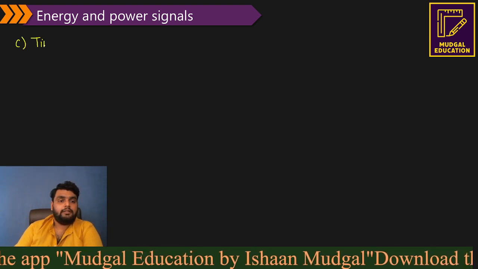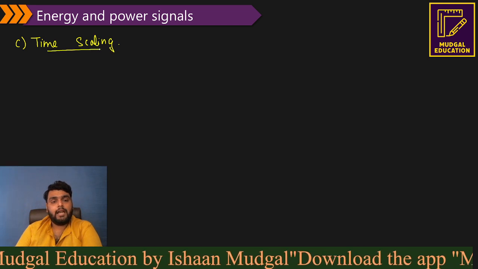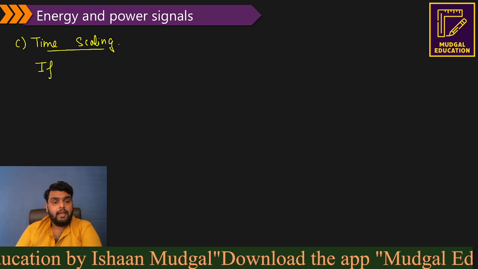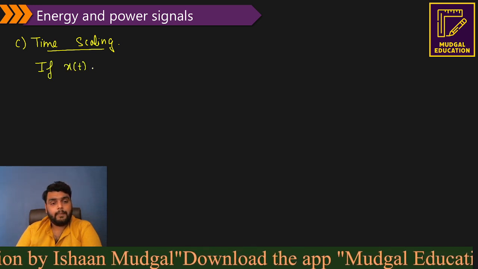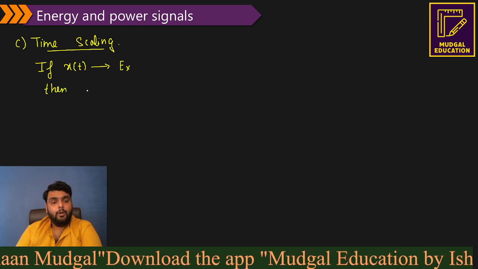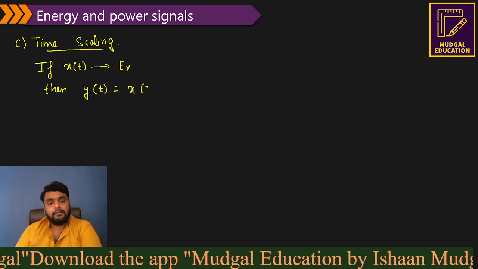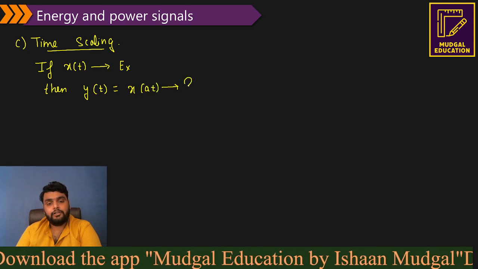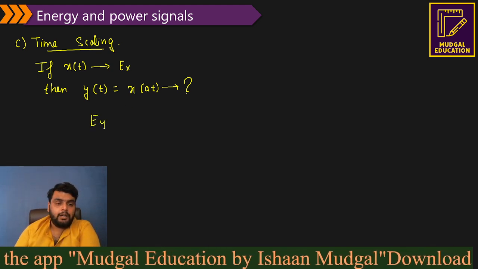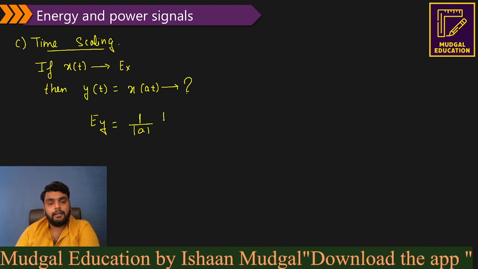Next operation is the time scaling operation. Now let's see what the time scaling operation is. If a signal x(t) has energy Ex, then what will happen to a signal y(t) which is equal to x(at)? What will be the energy here? Let me write down the simple result. The energy Ey is equal to 1 upon mod a times Ex.